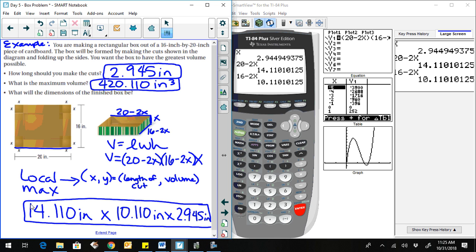All right, so we've just gone through one example. So another example would be very similar. We would change the 20 to 16 based on whatever the side lengths are, and we'd still look for our local maximum.